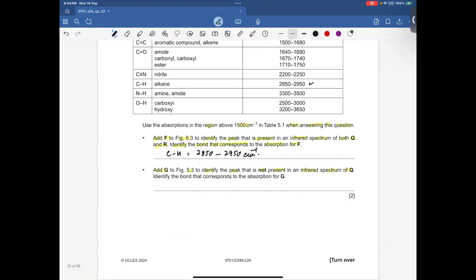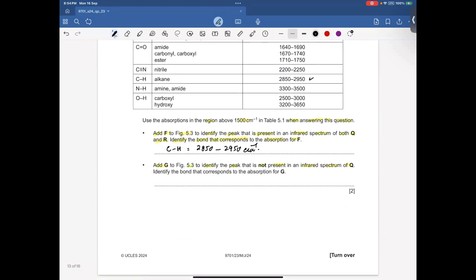So the OH group is hydroxy. Hydroxy appears under this range of infrared energy. So this OH appears at 3200 to 3650 centimeter inverse.